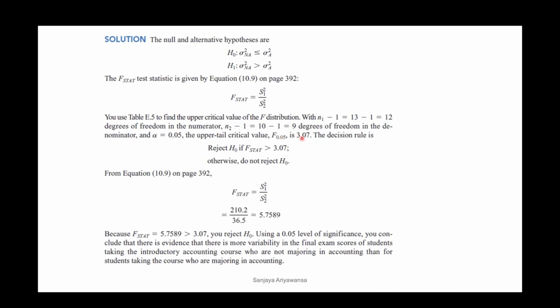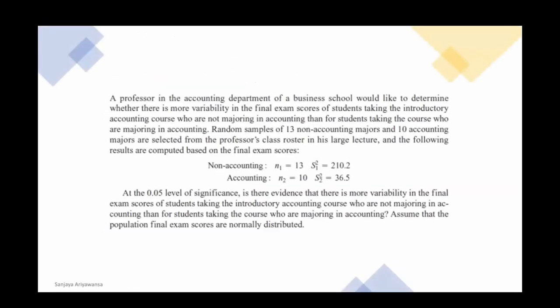Okay. Now, what is the decision rule? You reject H0 if your F test statistic is greater than the critical value. Now, how do you calculate your F test statistic? Sample variance of sample 1 divided by sample variance of sample 2. The sample variances are given, very simple, in the question itself. Over here, it's given.